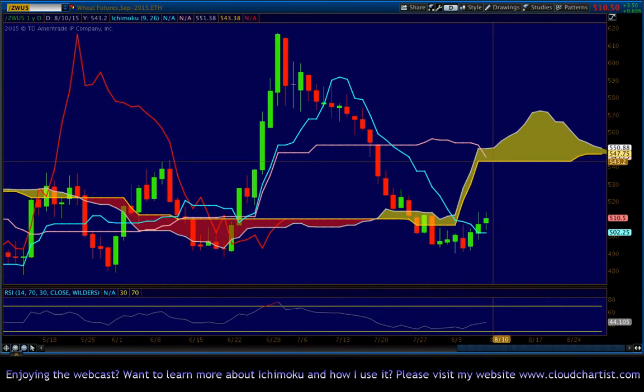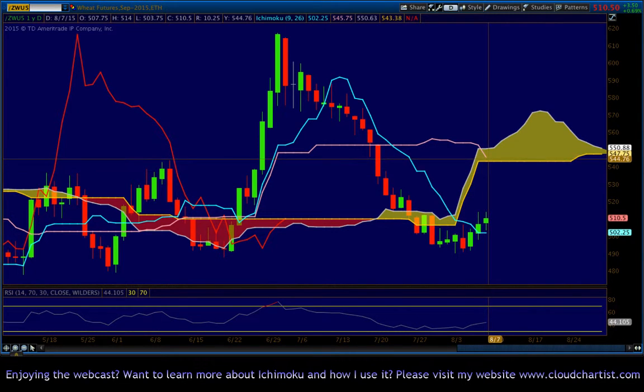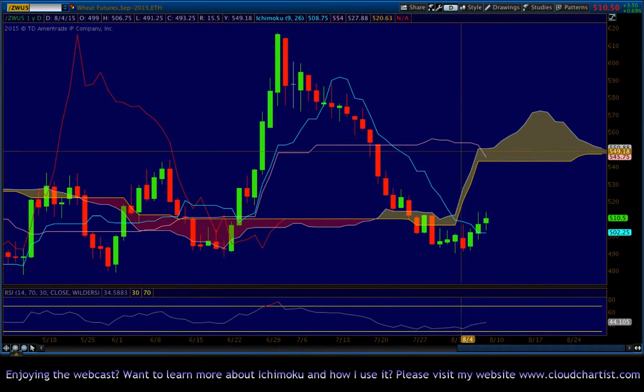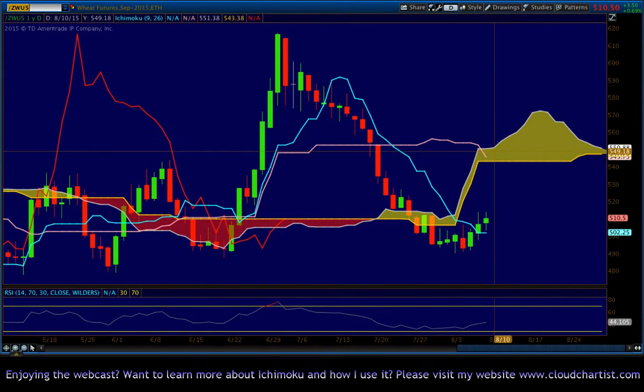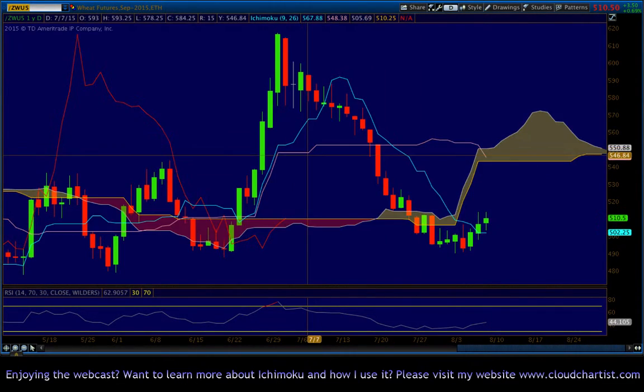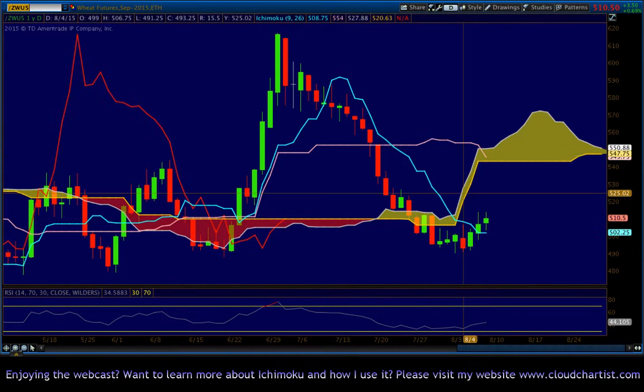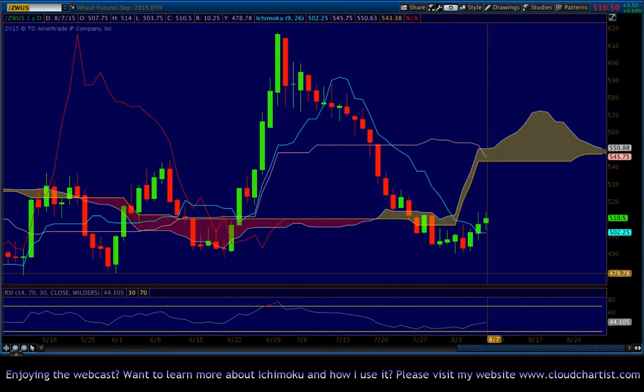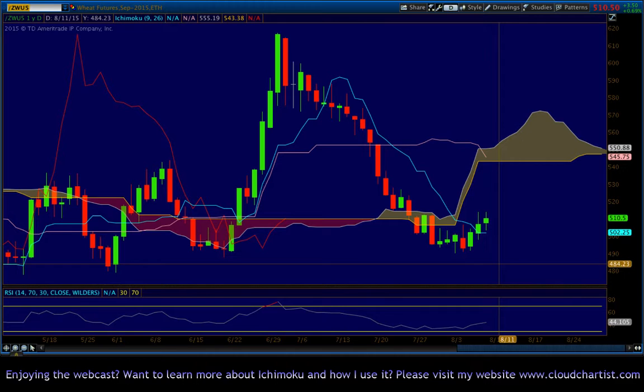So the bottom of the cloud is at about 543.25, and then the Kijun-sen is at 545.75, and then the top of the cloud is at 550.75. So we have those things to get through, and basically we have similar levels for the Chikou. It's possible, you know, we do have a flat Tenkan-sen here. It's possible if we do go lower that we can find support again at 502.25. Overall, this chart is bearish.